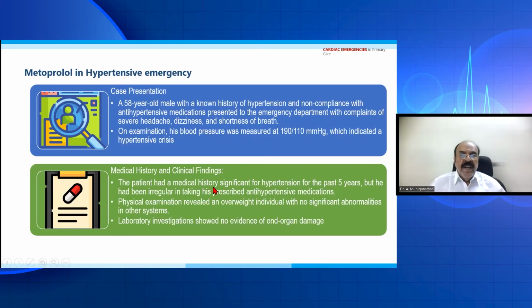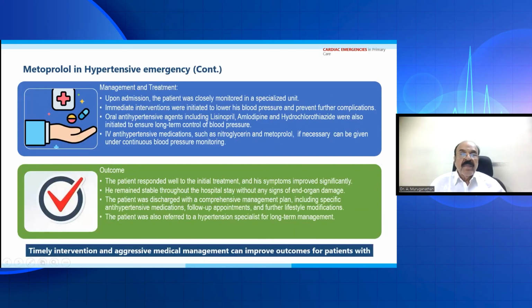The medical history: the patient had a history significant for hypertension for the past years. He had been irregular in taking treatment. Physical examination revealed an overweight individual with no significant abnormalities of the system. Lab investigation shows no evidence of end organ damage.